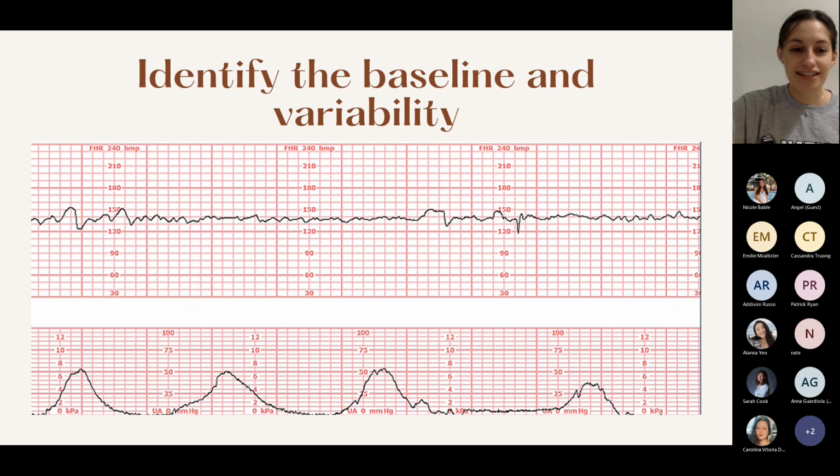All right, so for this, the 135 baseline, absolutely. That's what I would say as well. For this, it actually is still a moderate variability. So remember, moderate variability is 5 to 25 beats above the baseline. So we do have times that it jumps up between that 5 and 25.